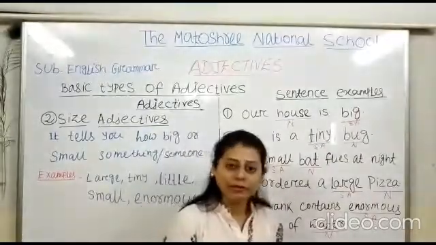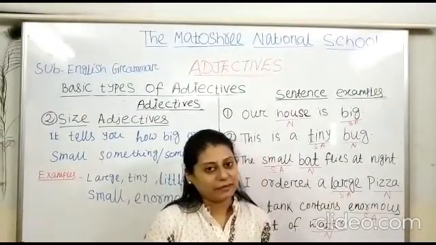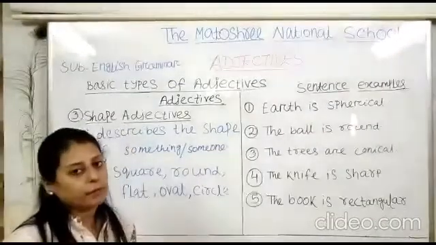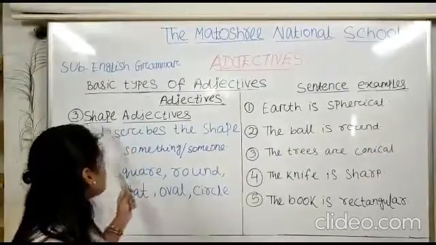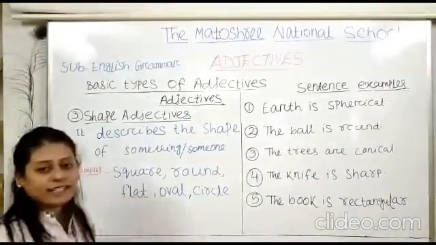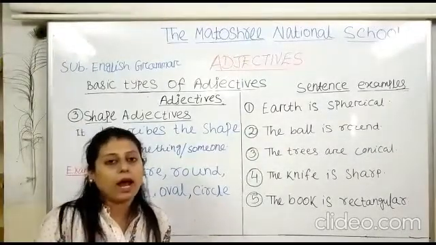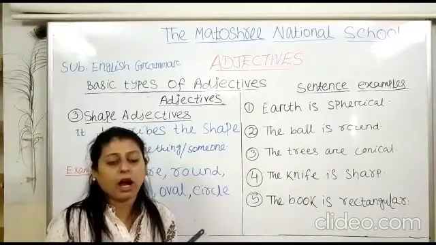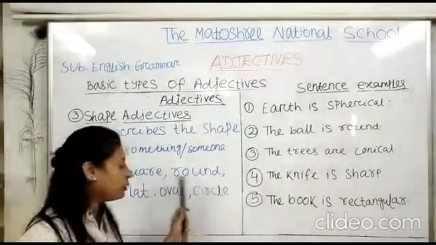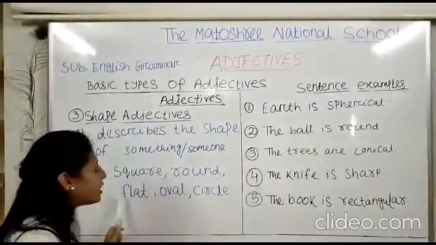Now we will learn the third type of adjectives, and that is shape adjectives. It describes the shape of something or someone. Examples are square, round, flat, oval, circle. These are the shape adjectives.